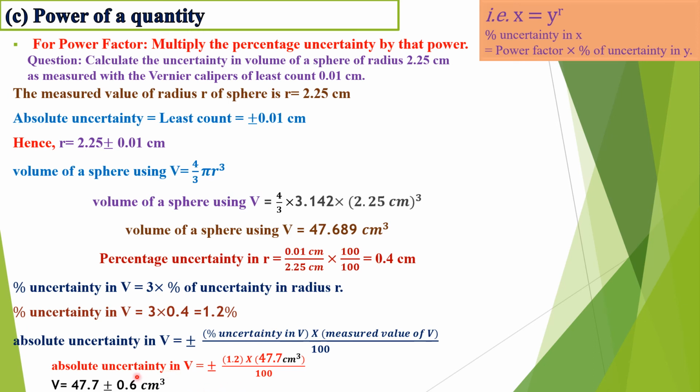Here 47.7 is the measured value of the volume and ±0.6 is the absolute uncertainty in this measured value.